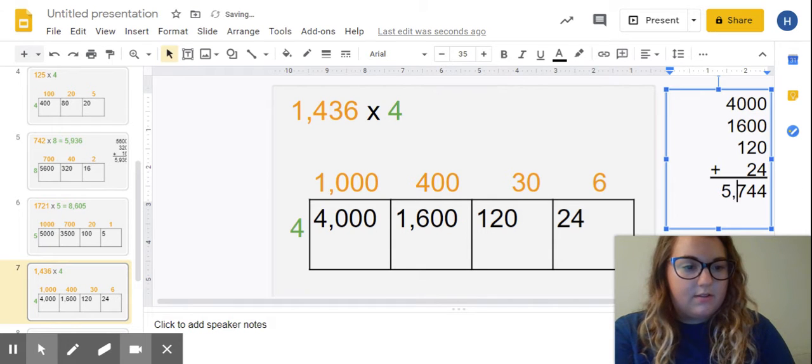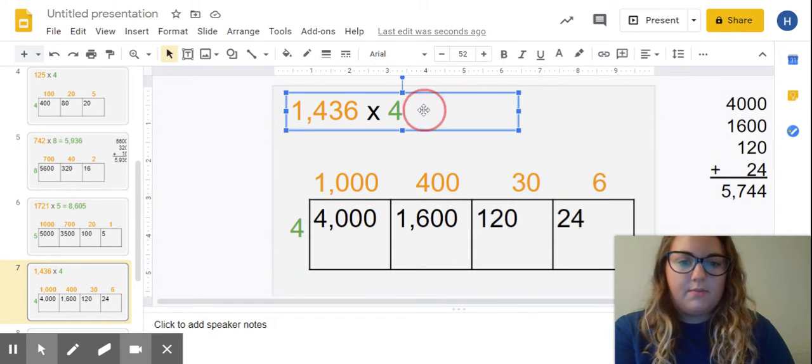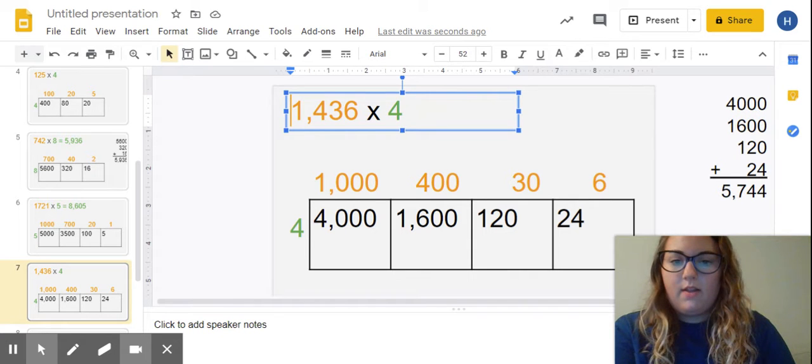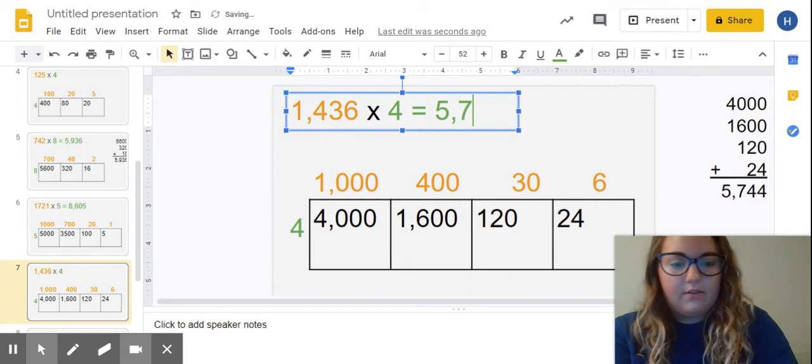So my sum is 5,744. So the sum of all of the numbers in my boxes will give me my final product, 1,436 times 4 equals 5,744.